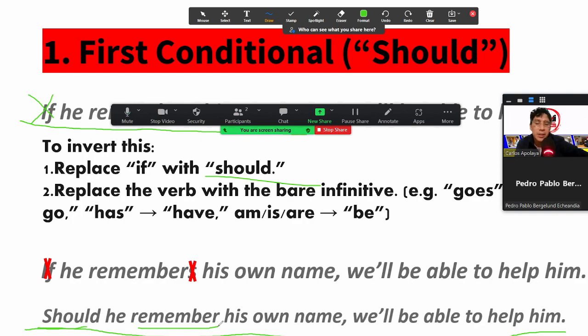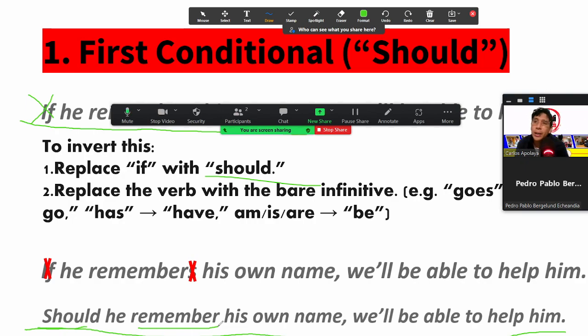Yes. For example, you change the sentence. If she plays soccer, she will be the best. Should she play soccer? She will be the best. Amazing, he will be the best.